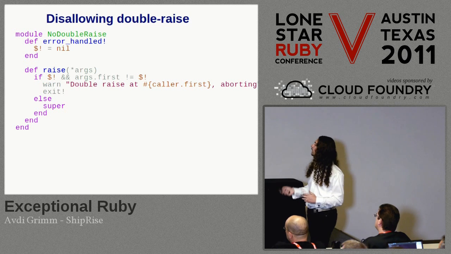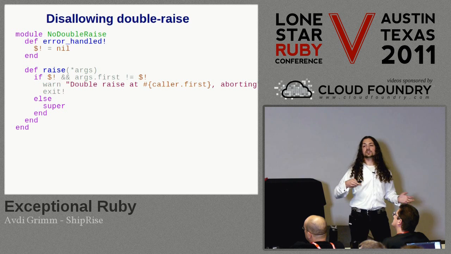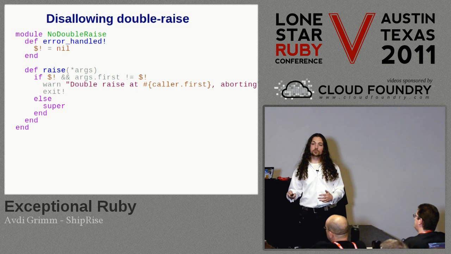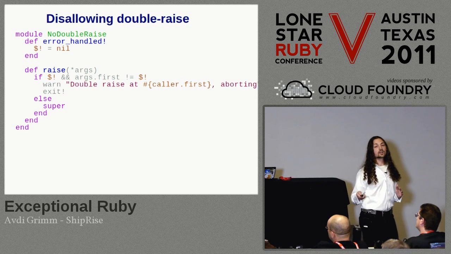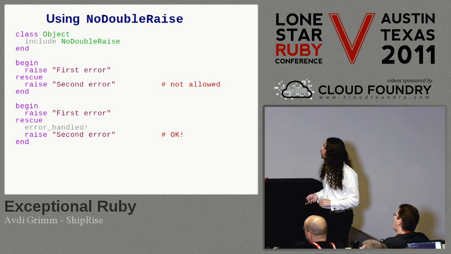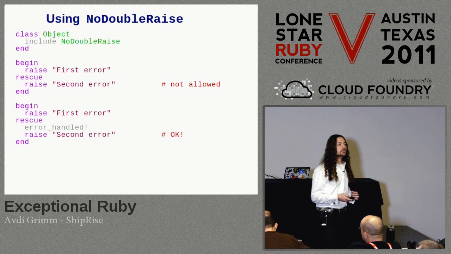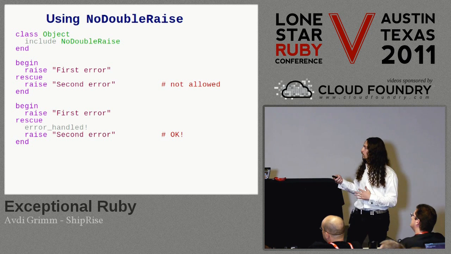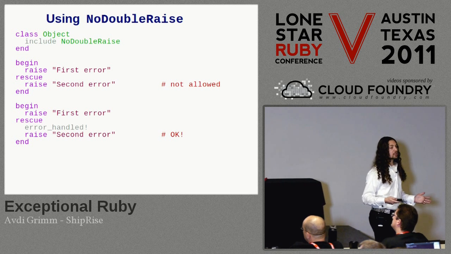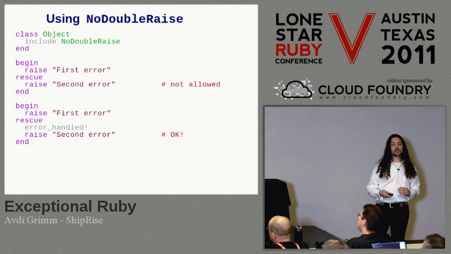We're also providing this little helper method called error handled, and this is a way that we can explicitly tell the system, yes, this exception has been handled, and now I want to raise a new one. What it's doing is manually setting that error info variable back to nil. So when we use it, if we include that into the global object, and we raise a second error while rescuing the first, it's just going to end the program. But if we explicitly call error handled and then raise a second error, it's fine.